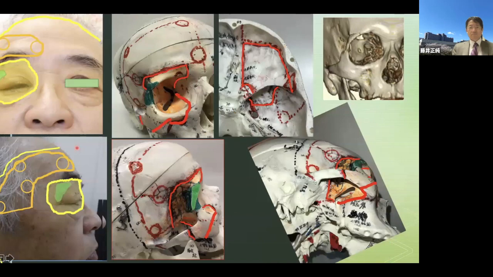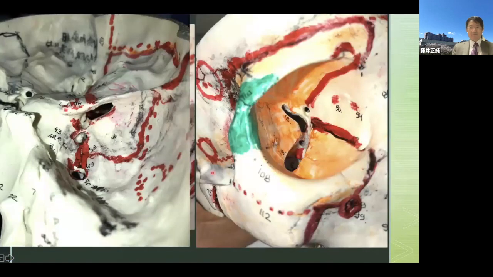This is a preoperative simulation. We'll cut inside the skin around the right eye, and this red line shows the osteotomy line, and we'll cut this area. And next, this is another angle, and this red line shows the skull cutting line here. And as you can see, the medial wall of the orbit is kept intact here, not cut.